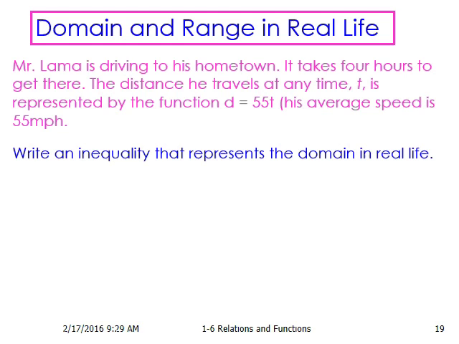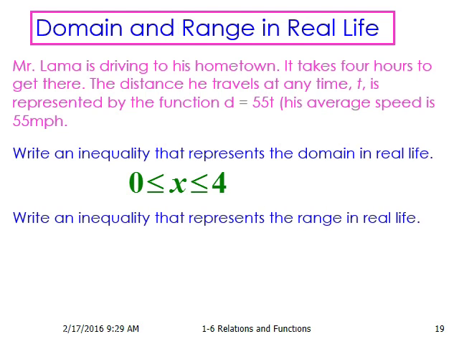Now distance is equal to speed times time. Time is considered as the independent variable. He takes 4 hours. So the domain will be from 0 to 4. Distance is the dependent variable. So the range will be from 0 to 220.